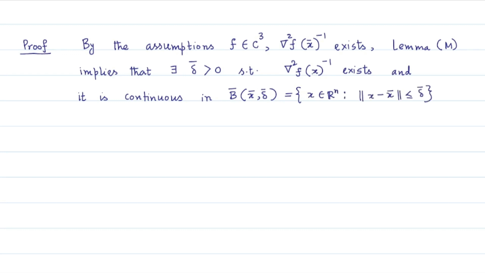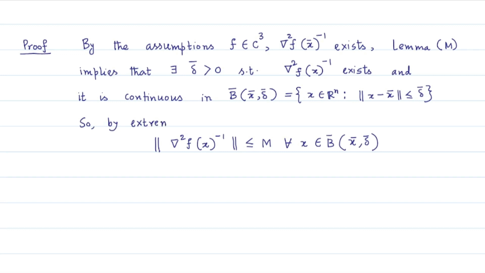Now as this Hessian inverse is continuous inside this compact set, by Weierstrass extreme value theorem of continuous functions, this matrix function is bounded inside this closed ball, that is, with respect to some matrix norm we have the norm of the inverse of the Hessian is less than or equal to some constant m for every x inside this ball of radius delta bar. So we write here, by extreme value theorem for continuous function, there exists some constant m such that this inequality is true.